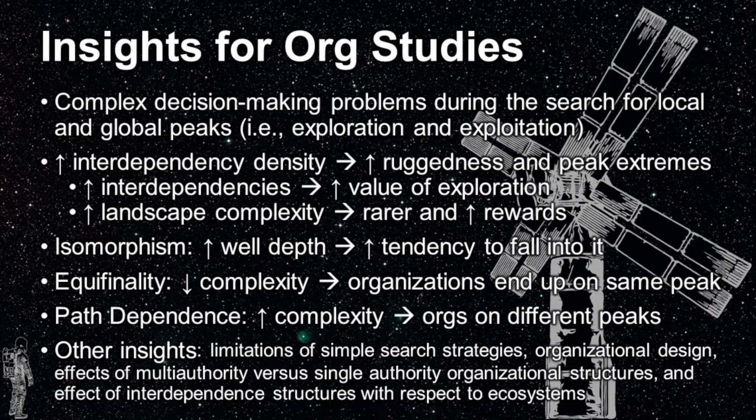When the landscape is inverted to represent wells instead of peaks, the deeper the well, the higher the tendency of organizations to fall into it, thereby driving a few dominant organizational forms instead of a heterogeneous mixture. When complexity is low, there are fewer landscape peaks, and organizations will tend to end up on the same local peak regardless of their starting point, driving equifinality. When complexity is high, organizations will not end up on the same local peak, but instead, the peak they end up on will be highly dependent on the path they take, giving rise to an increased level of path dependence.